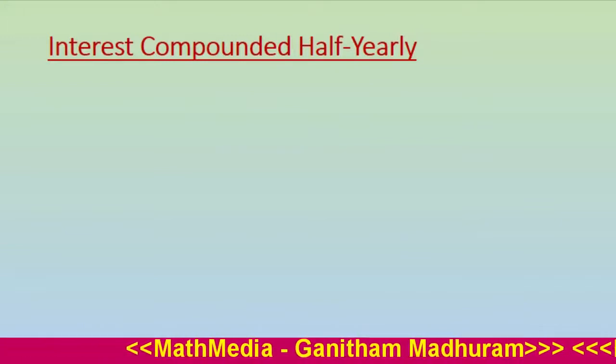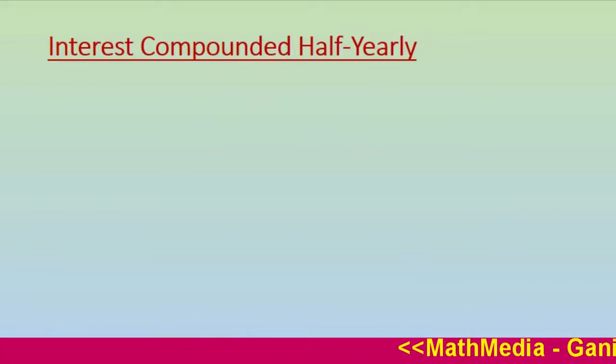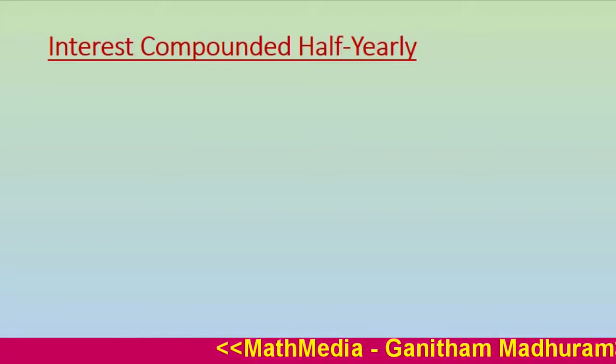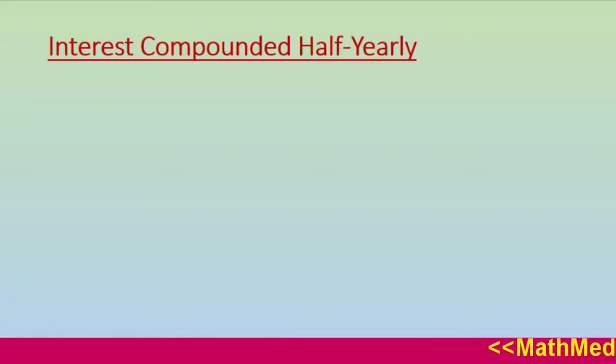So, interest compounded half yearly. Children, you know that if interest is compounded annually, you know the formula. What is the compound amount? Yes, amount A equal to P into 1 plus R upon 100 raised to N.